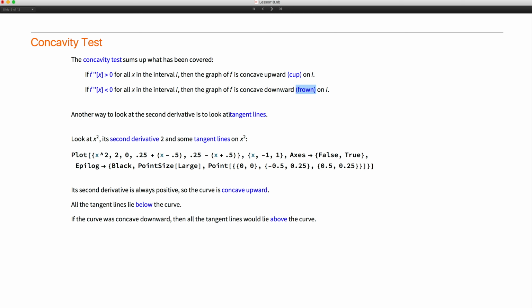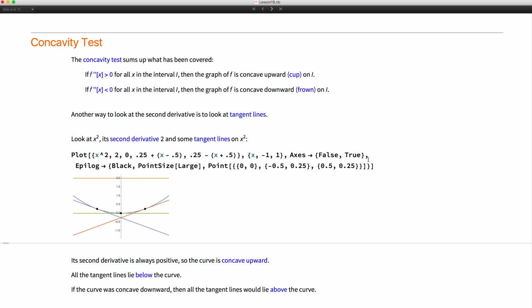Another way of looking at it is to look at tangent lines. So here's a function, x squared, and the second derivative is 2, which is positive. So you see over here that all the tangent lines lie below the graph when you have a concave upward graph. So all the tangent lines lie below in this case, and if it happened to be concave downward, then of course all the tangent lines will lie above the curve.